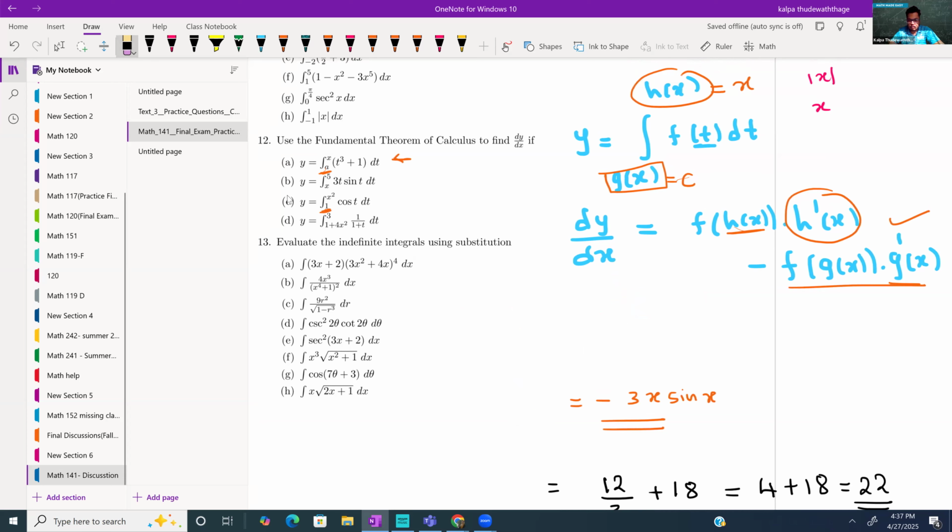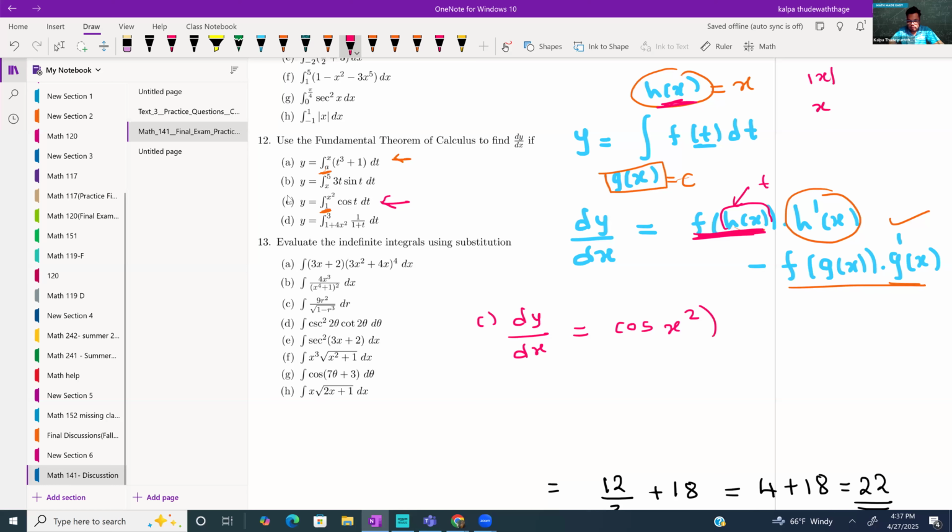In that case, you have to take the derivative of x to the power 2. Part C, if you want to get dy over dx, replace t with x to the power 2, like here. You replace t with h of x, that's your upper bound, and you take the derivative of x to the power 2, which is 2x. Since the lower limit is constant, you don't have to worry about the subtraction part.